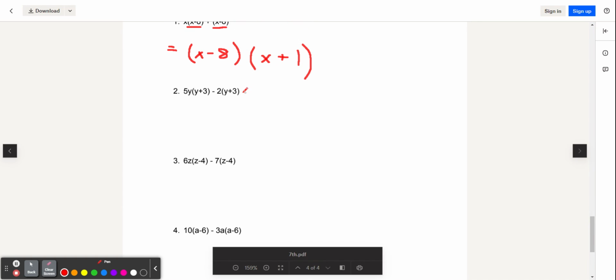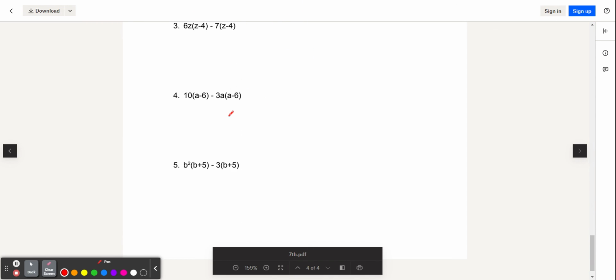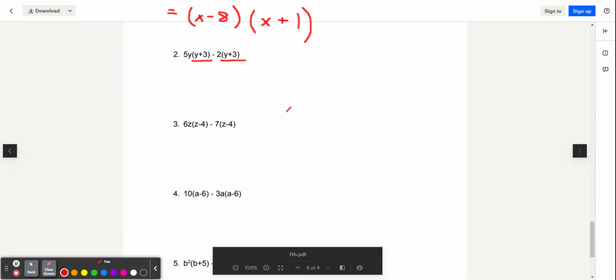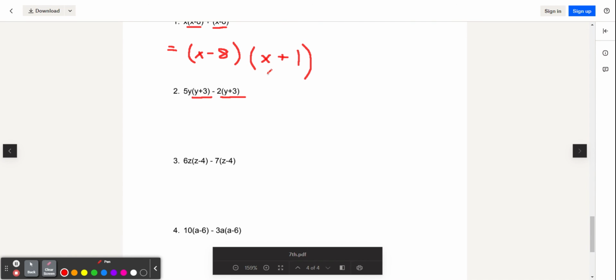You can do the same for the rest of these problems. You'll note that most of them have this very obvious factor. All you have to do is make sure you write the terms correctly.